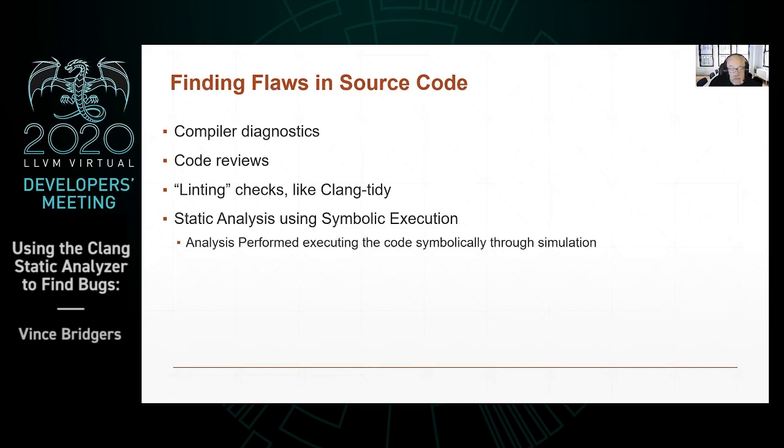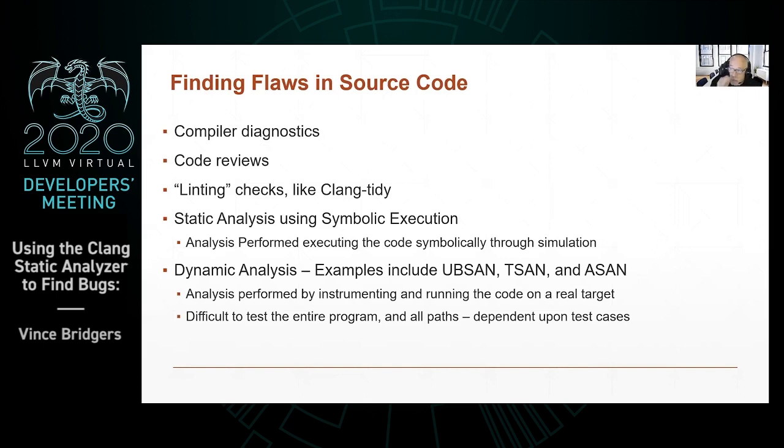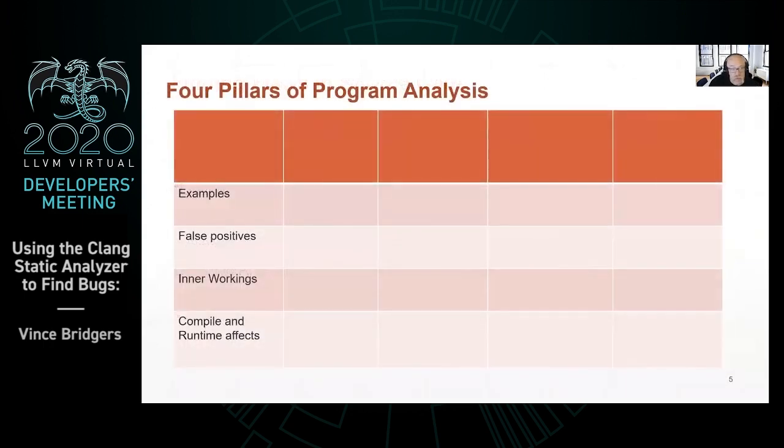So static analysis works by using symbolic execution. The analysis is performed by executing code symbolically through simulation, exploring the program for bugs. Another way to find bugs is through dynamic analysis. Examples of this include undefined behavior sanitizers, thread sanitizers, and address sanitizers, and those work very well. Those work by instrumenting and running the code on a real target. One of the downsides of these tools is that it's difficult to run the entire program and cover all the paths. It's very dependent upon the test cases. So static analysis can help with some of those sorts of things.